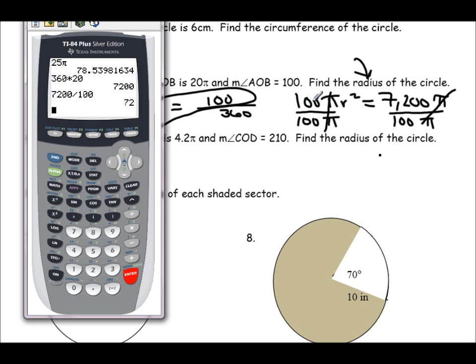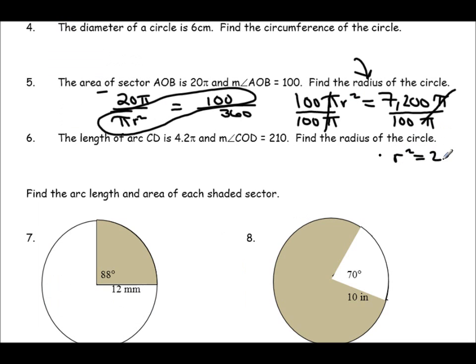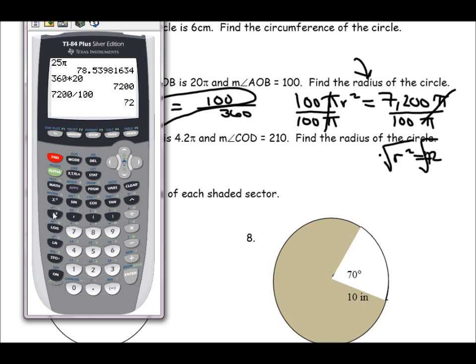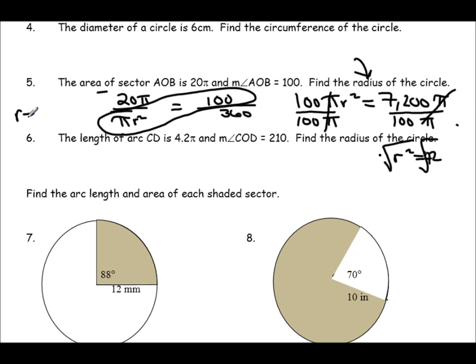So that leaves us with r squared equals 72, and we want r, so we would take the square root of both sides. So we would take the square root of 72. That would be 8.5 for the radius of our circle.